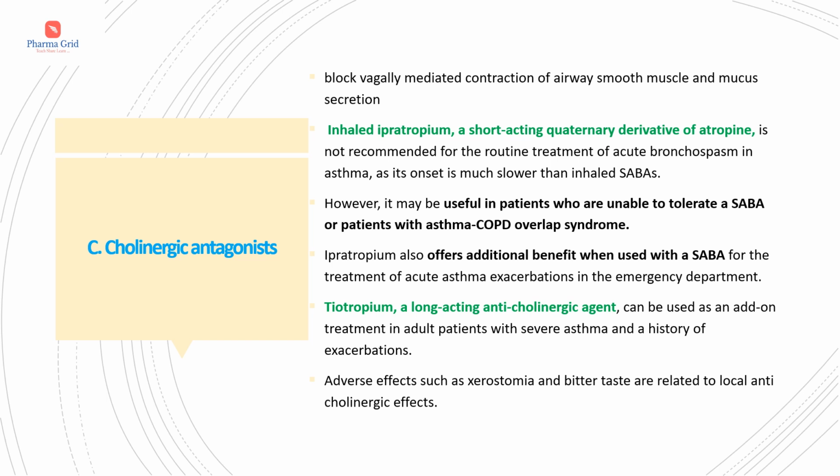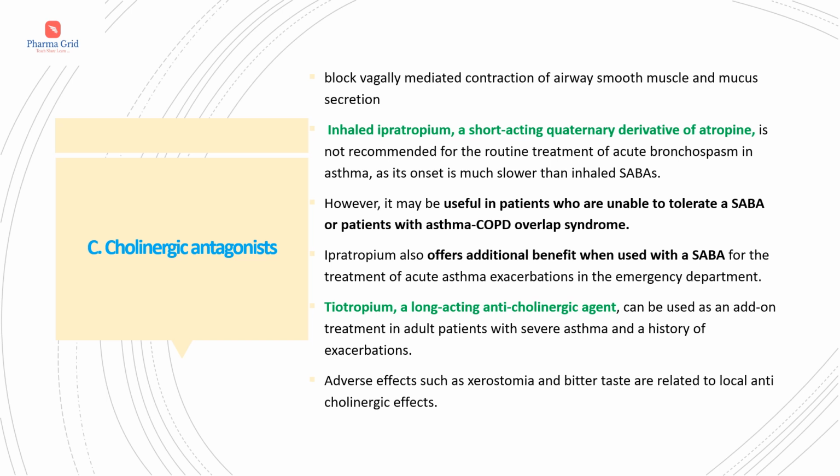Next category is cholinergic antagonists. These drugs block vagally mediated contraction of airway smooth muscle and mucus secretion. Drugs that come under this category include ipratropium bromide and tiotropium bromide. Inhaled ipratropium is a short-acting quaternary derivative of atropine. It is not recommended for the routine treatment of acute bronchospasm in asthma, as its onset is much slower than inhaled short-acting beta-2 agonists.